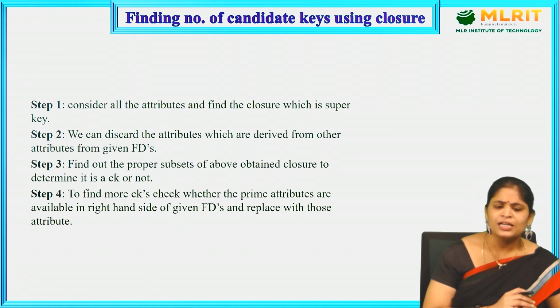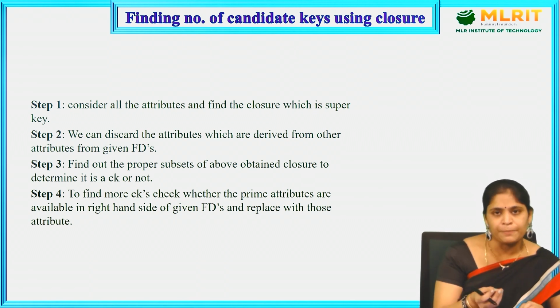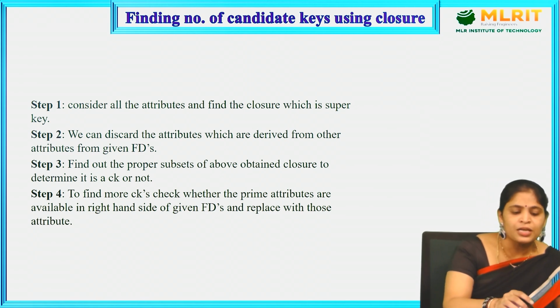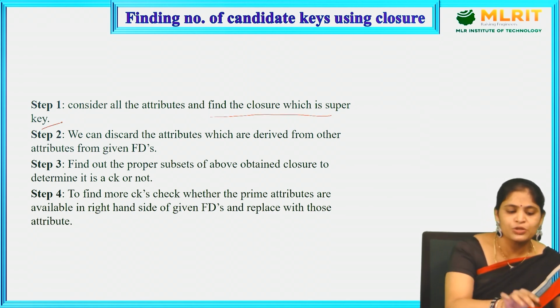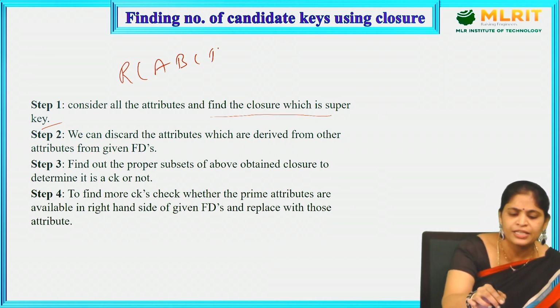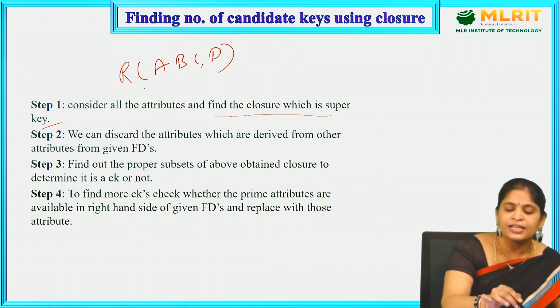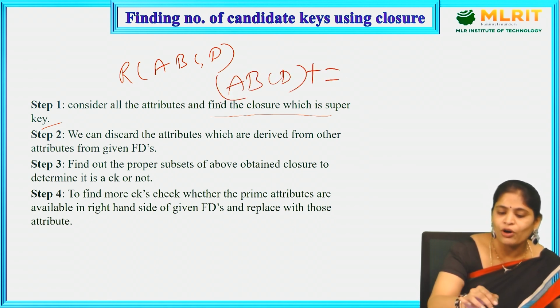Before doing that example, we have to find the number of super keys and candidate keys for the given FDs. We have some steps. What are those steps? Consider all the attributes and find the closure, which is the super key. For example, a relation R of ABCD is given. It contains all 4 attributes. Our first step is to find the closure of all these attributes.